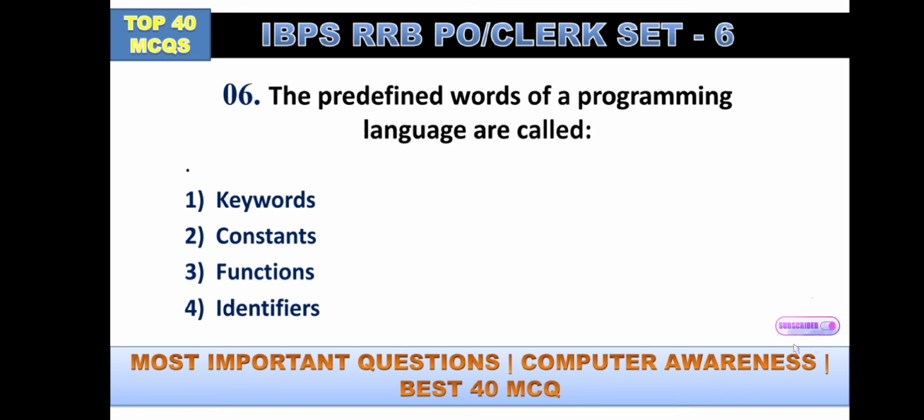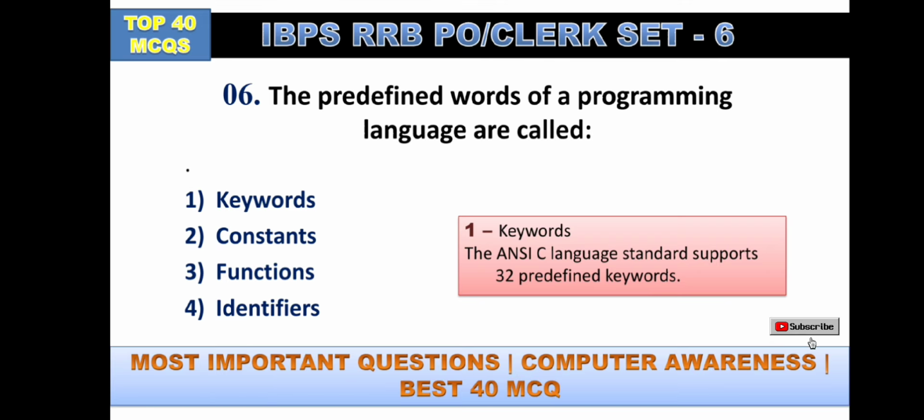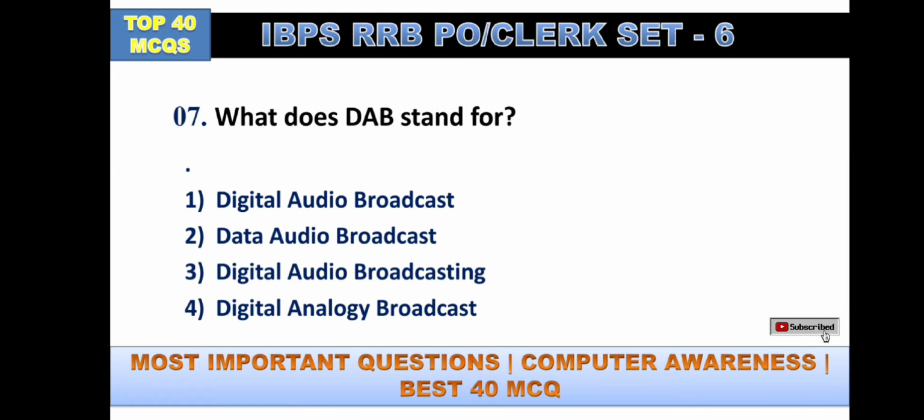See, question number 6. The predefined words of a programming language are called keywords, constants, functions or identifiers? So these are called keywords. And the ANSI C language supports 32 predefined keywords. So how many keywords are there in C language? It is 32.